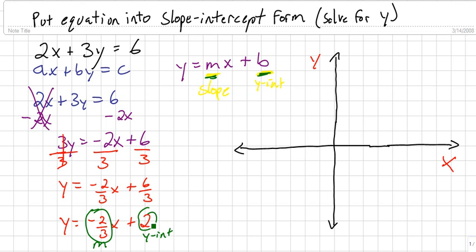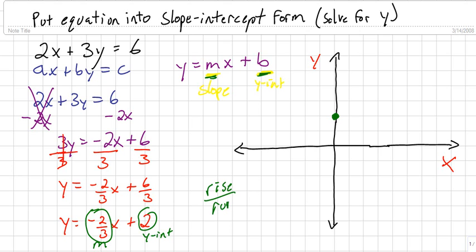I know it crosses the y-axis at a value of 2, so I go to 0, and I go up 2 units, and that's where it crosses the y-intercept. And my slope here is -2/3. So if I start at my y-intercept, I know my next point on the line is going to have a slope of -2/3. So remember, for my slope, it's rise over run.